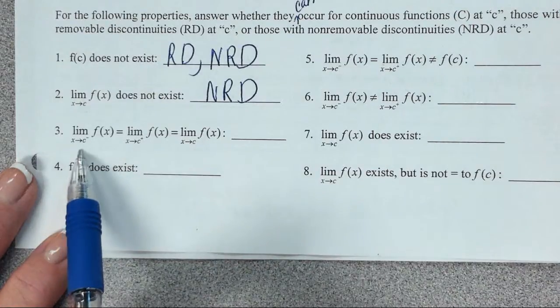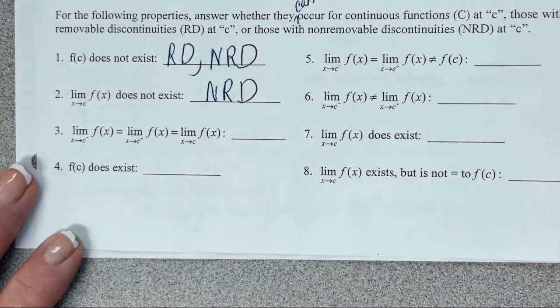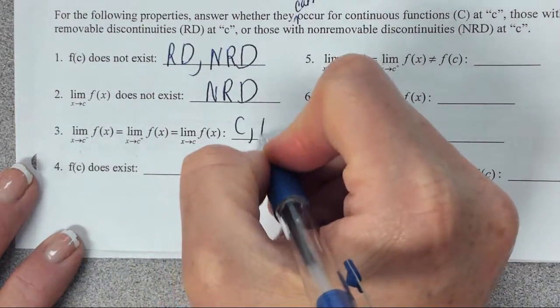Okay, when is it that the limit from the left, the limit from the right, and the general limit will all be the same? It's going to be 2 of them. Nick, what do you think? 2 that will work for. Good.